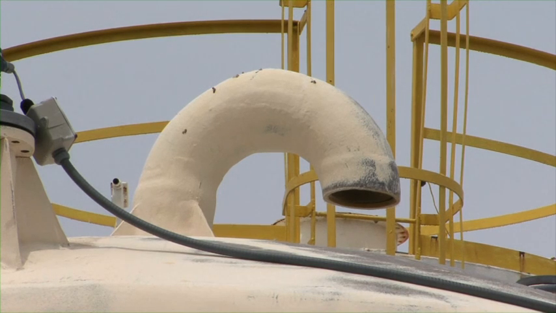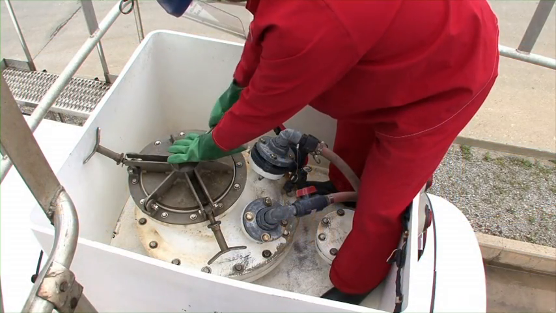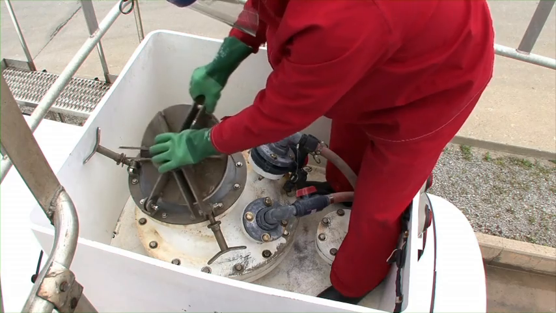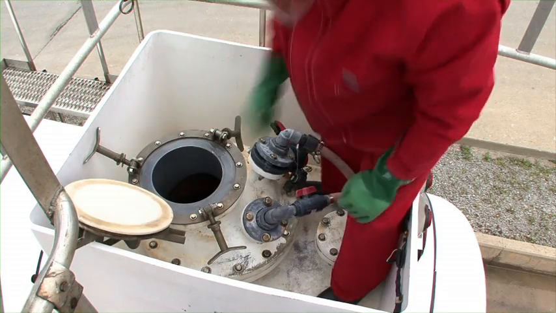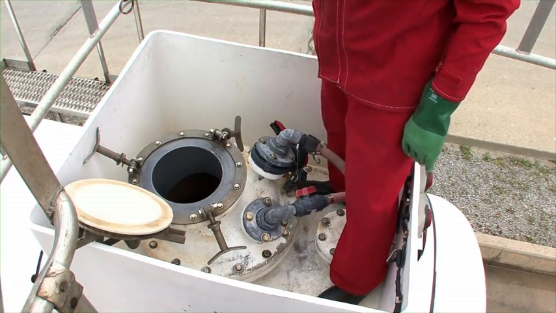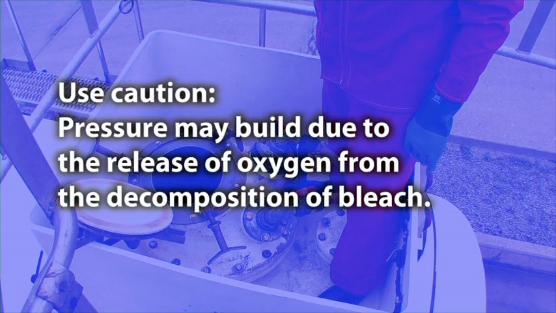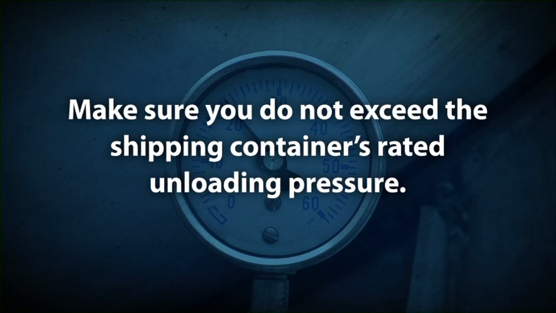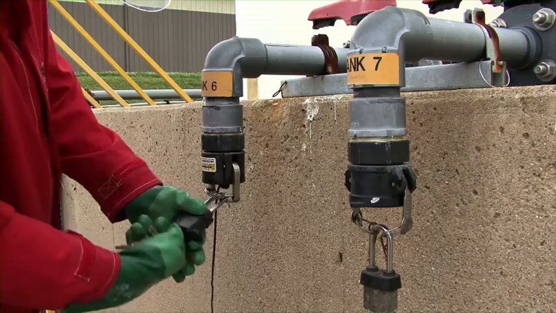Make certain the receiving vessel is properly vented to avoid a buildup of pressure. If you're unloading with a pump, make sure the shipping container is properly vented to avoid creating a vacuum within the container. Use caution when venting. Pressure may build up due to the release of oxygen from the decomposition of bleach. If you are unloading with air pressure, make sure you do not exceed the shipping container's rated unloading pressure. Normally 15 to 20 psig is an adequate unloading pressure.